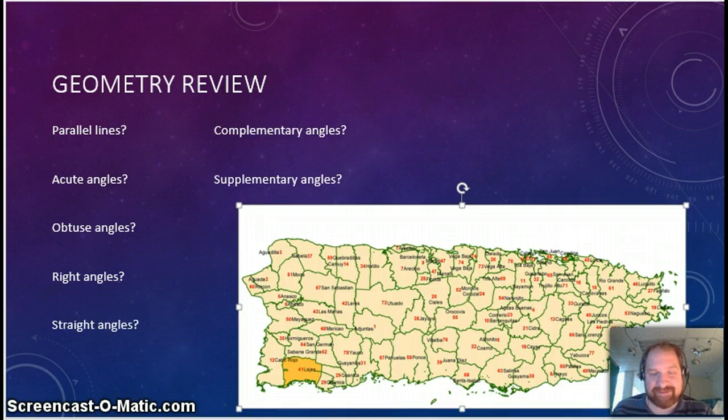If we were to look at this map, we could find all kinds of things. Look, there's a nice right angle, good 90 degrees. Straight angle will be 180. Complementary. If we go down some of these really curly parts here, we could find some.